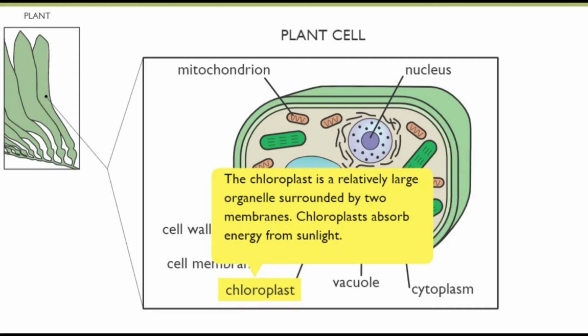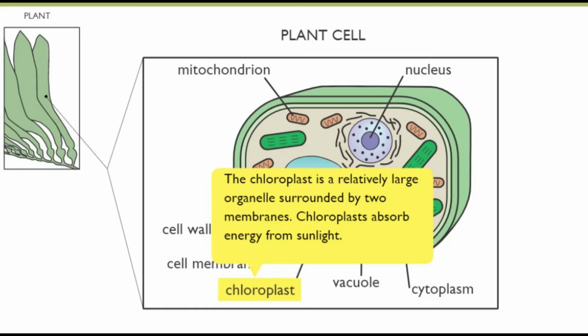Okay, we will talk about the plant cell. Well, inside the plant cell, there's the chloroplast. The chloroplast is a relatively large organelle surrounded by two membranes. Chloroplasts absorb energy from the sunlight.